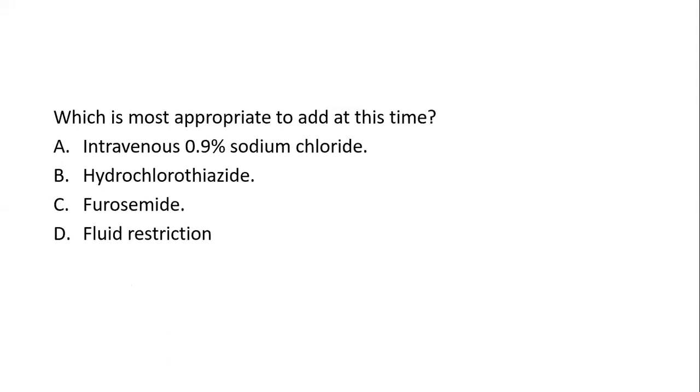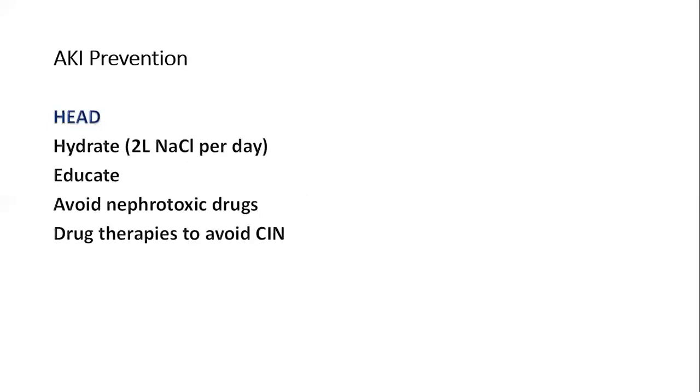Which is most appropriate to add at this time? So what would you do at this time? Either would you give IV sodium chloride 0.9%, or you'll give hydrochlorothiazide, or you'll give furosemide, or you'll do fluid restriction. What should you do at this time? So for acute kidney injury prevention, it is either you hydrate with 2 liters NS per day, you educate the patient, you avoid nephrotoxic drugs, and you give targeted drug therapy.